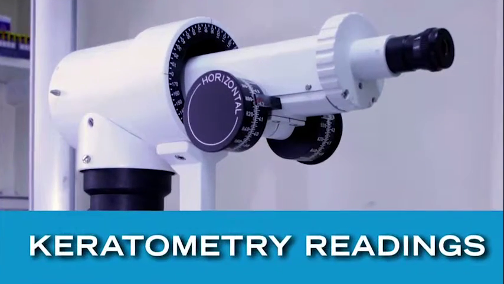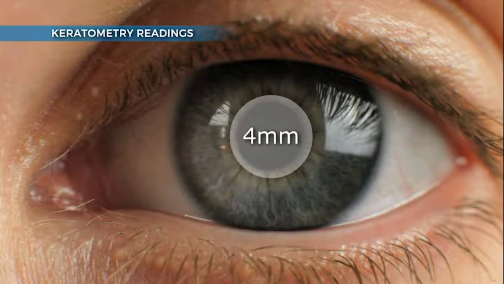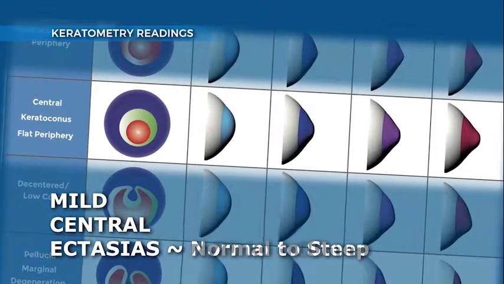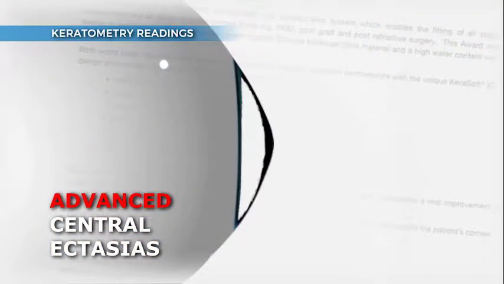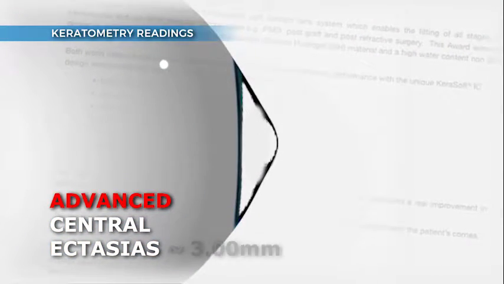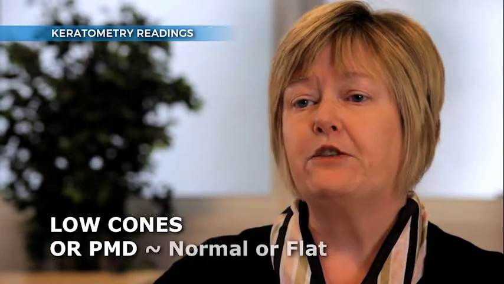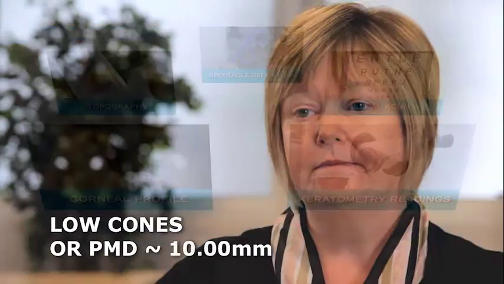Next, keratometry readings. Keratometry readings measure only the central 4 mm of corneal curvature. Mild cases of central ectasia can demonstrate normal to steep K readings, for example 7.7 to 6 mm. In advanced central cases, the K readings can be as steep as 3 mm. With low cones or PMD, the central K readings may be normal or even flat, for example 10 mm.